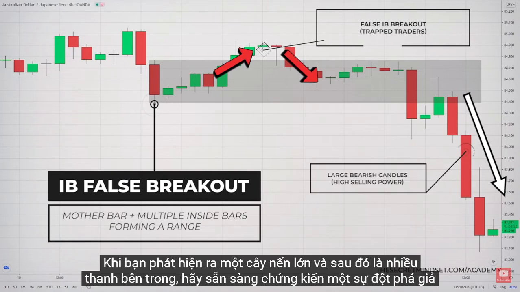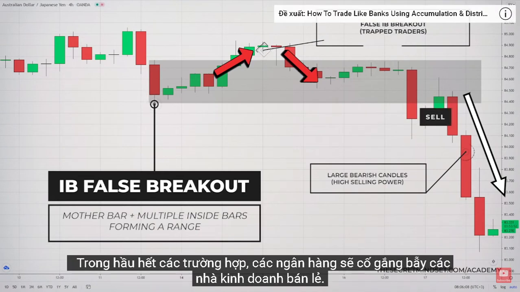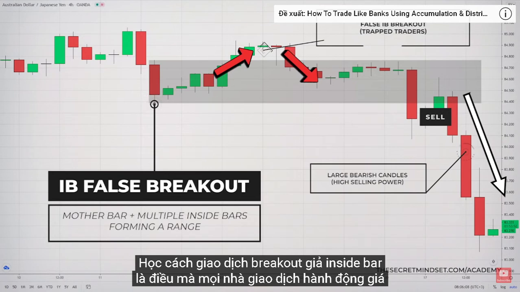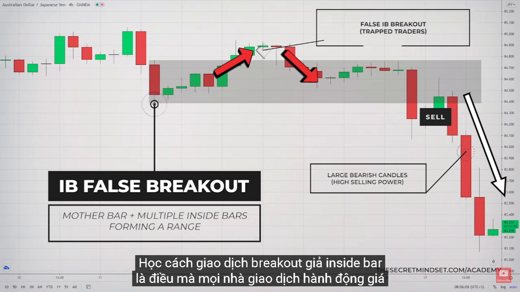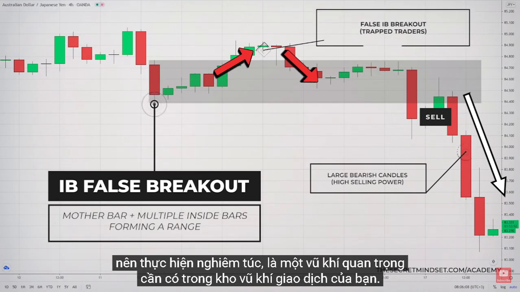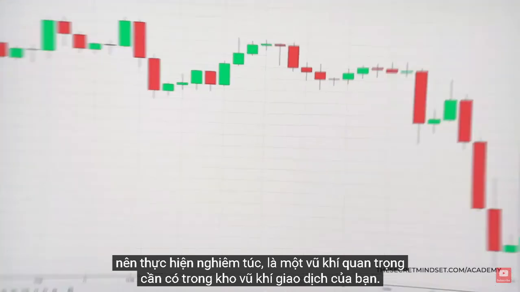When you spot a large candle and then many inside bars, be ready to witness a false breakout. In most cases, banks will try to trap retail traders. Learning how to trade the inside bar false breakout is something every price action trader should take seriously, being a critical weapon to have in your trading arsenal.